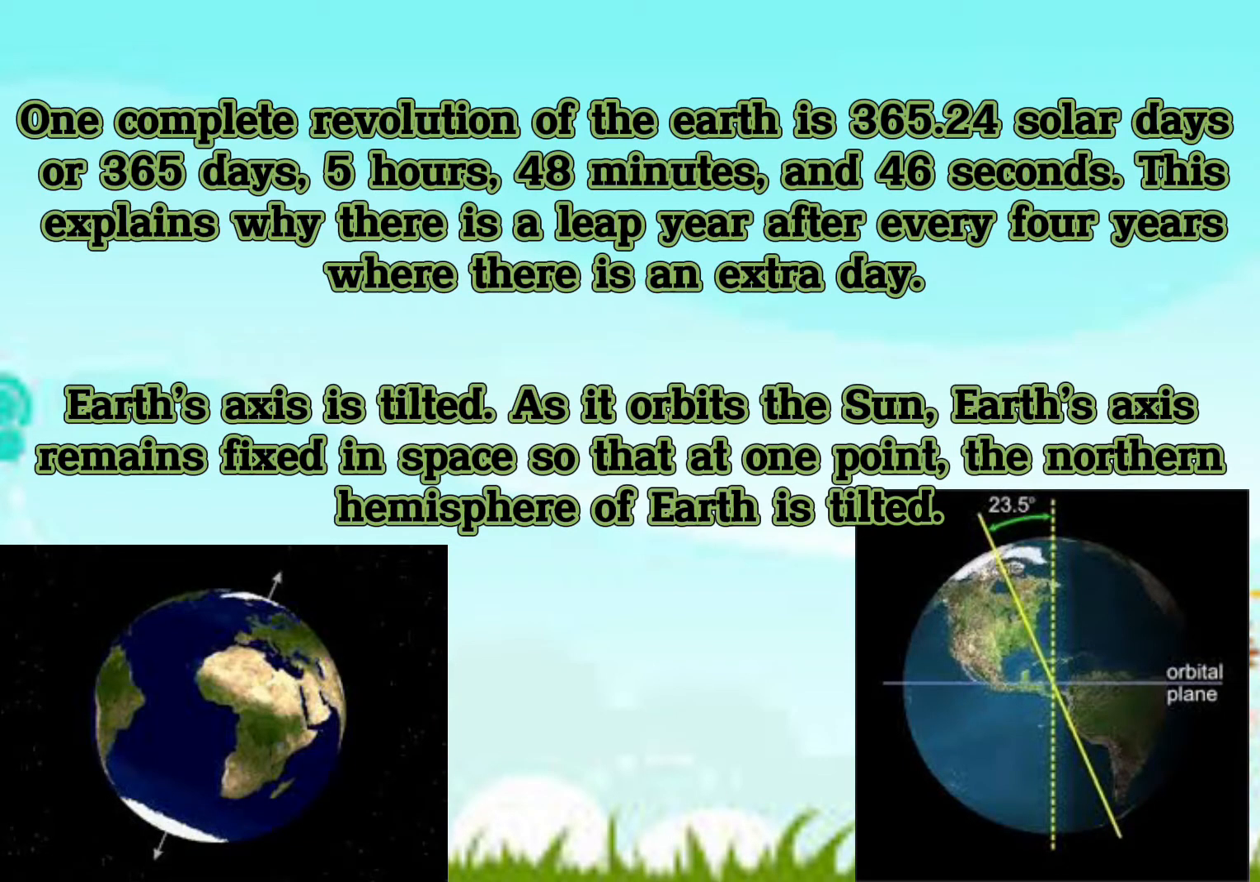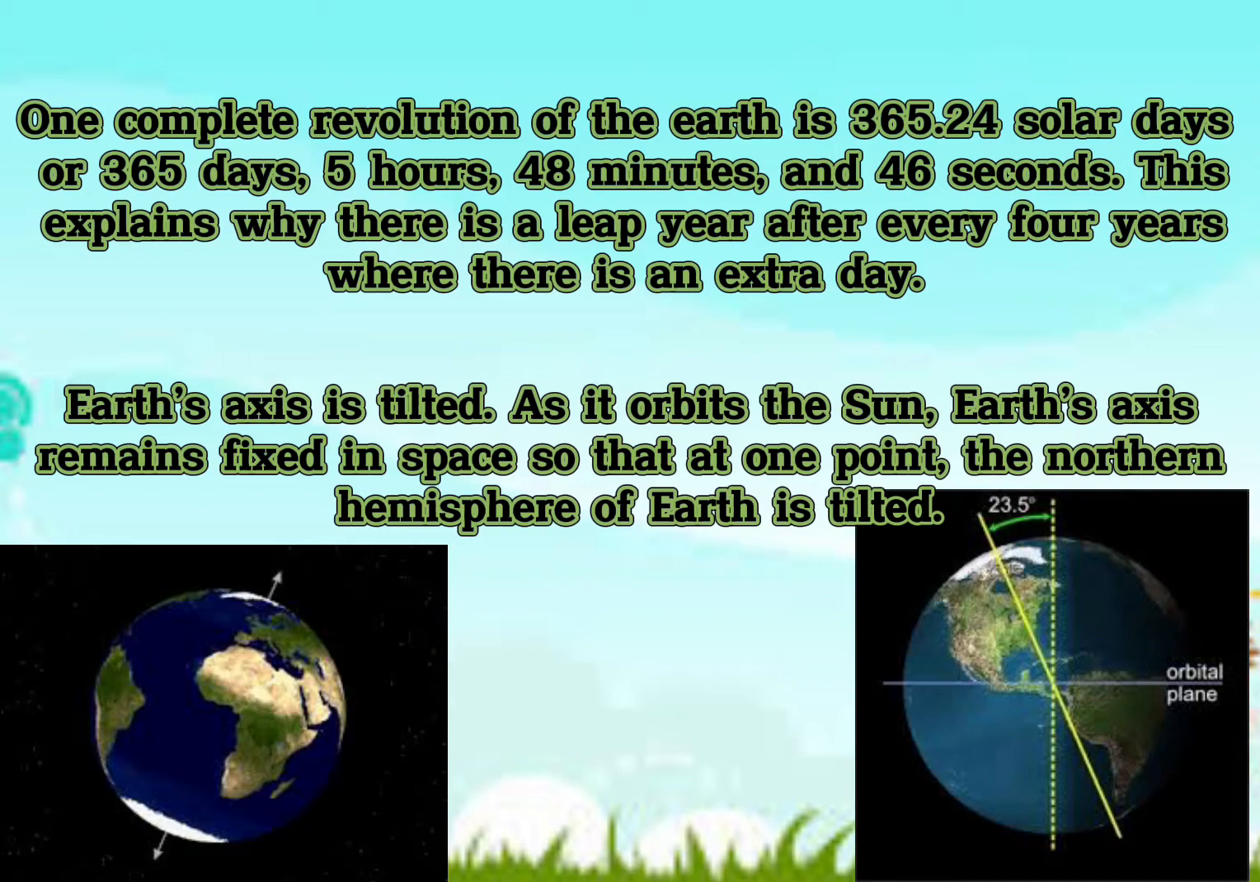Earth revolves around the Sun as it rotates or spins on its axis. The period of one revolution around the Sun is defined as a year. So, one complete revolution of the Earth is 365.24 solar days, or 365 days, 5 hours, 48 minutes, and 46 seconds. This explains why there is a leap year after every 4 years, where there is an extra day.